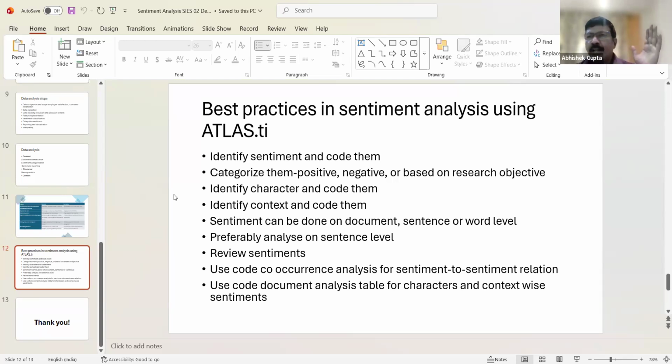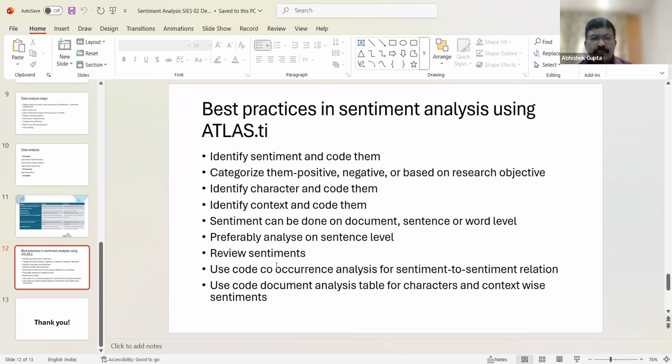Most important part: when a large text is given, people can analyze it text-wise, word-wise, and sentence-wise. The best way is always to identify the particular sentence, because in a paragraph there may be a positive sentence and a negative sentence, but do not highlight the entire paragraph. Always code sentence-wise. Always identify the sentence which has the sentiment, not the entire paragraph.